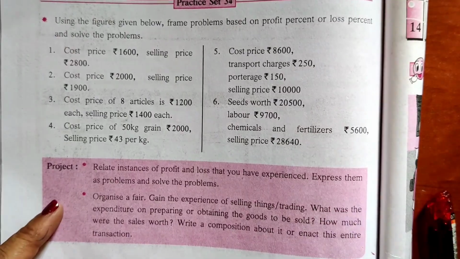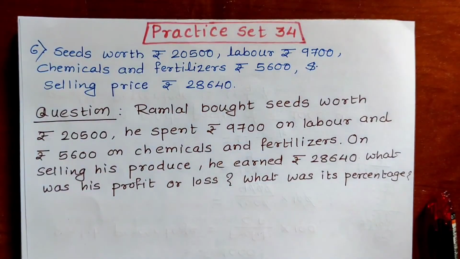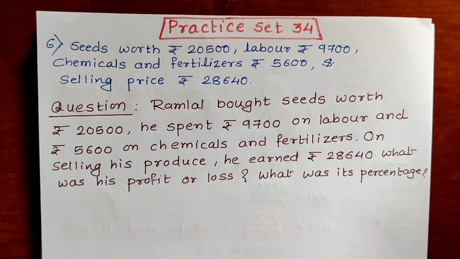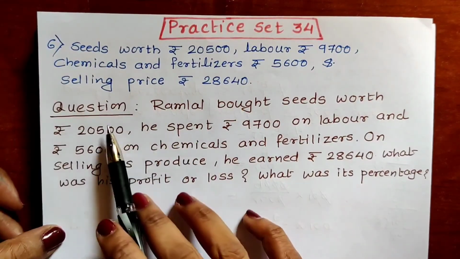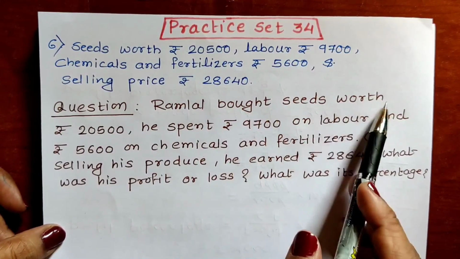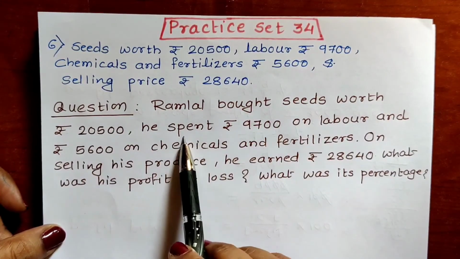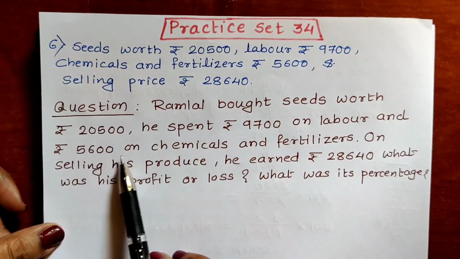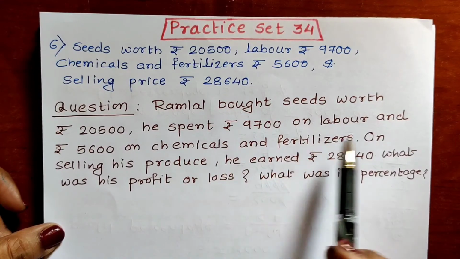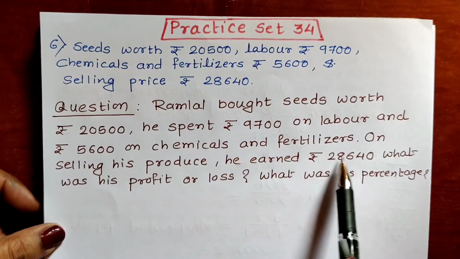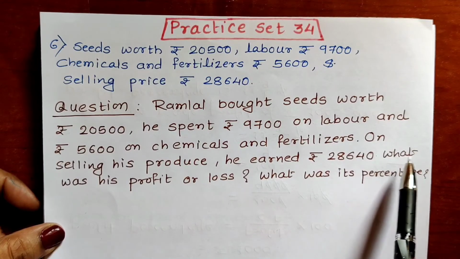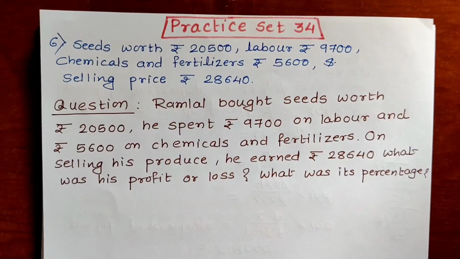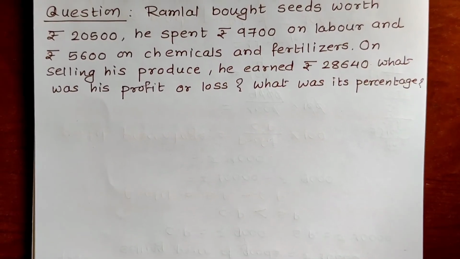So let us see how the question is formed. I have written a very simple question over here. You can see what question I have written. Ramlal bought seeds worth rupees 20,500. He spent rupees 9,700 on labor and rupees 5,600 on chemicals and fertilizers. On selling his produce, he earned rupees 28,640. What was his profit or loss, and what is its percentage? So let us write the solution now.